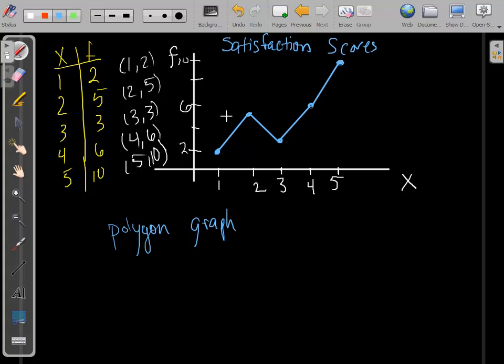And just comparing the scores here, there's more people that agree with 5 than any of the other ones. 3 and 1 were the low scores. 1 is definitely the low. So I would say overall people are satisfied with the product.